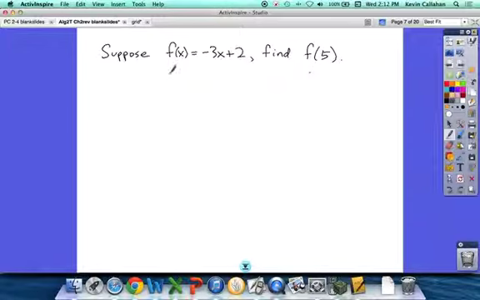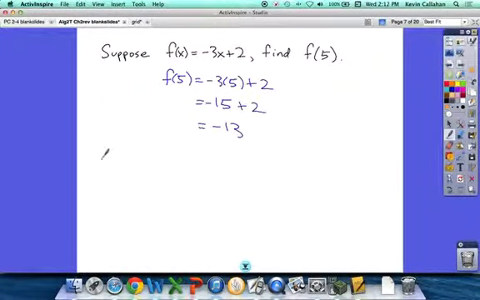So f of 5 equals, and now in the expression on the right, just like we evaluated expressions in chapter 1, put a 5. Negative 3 times 5 plus 2. Negative 15 plus 2. Negative 13. What point does that represent? What xy point is that? 5, negative 13, right? The f of x is like the y, right? So that is 5, negative 13.